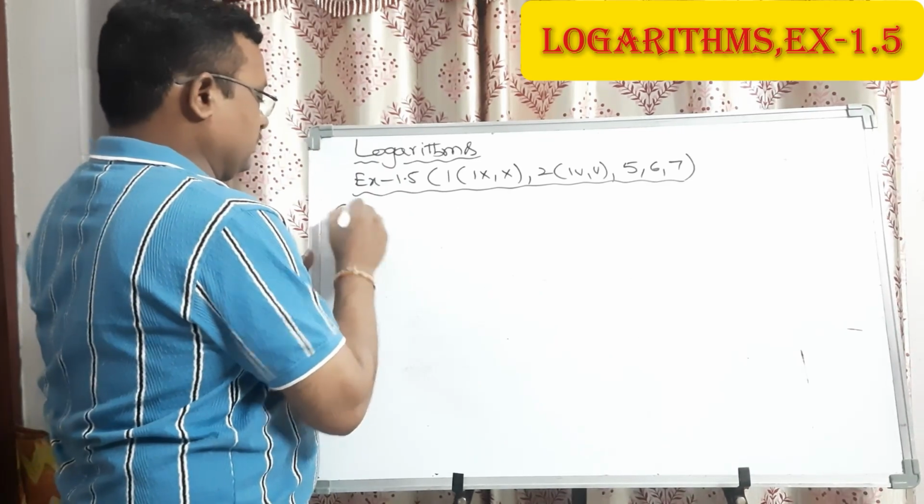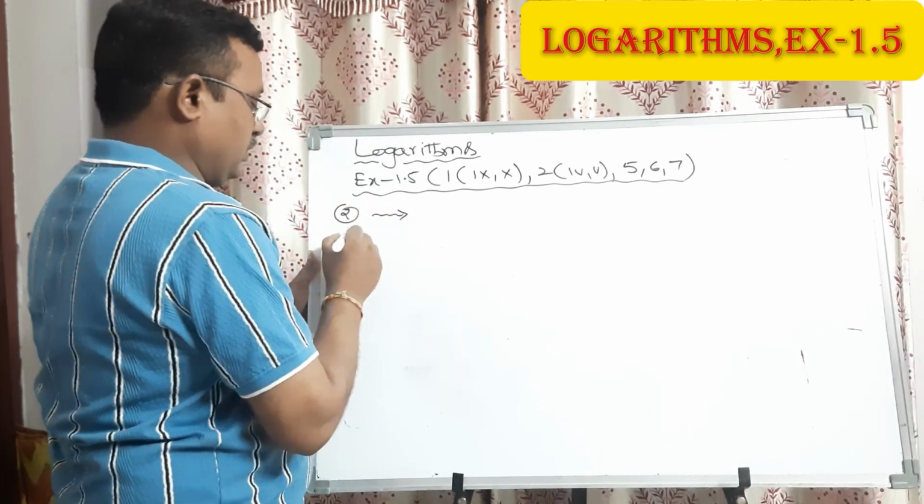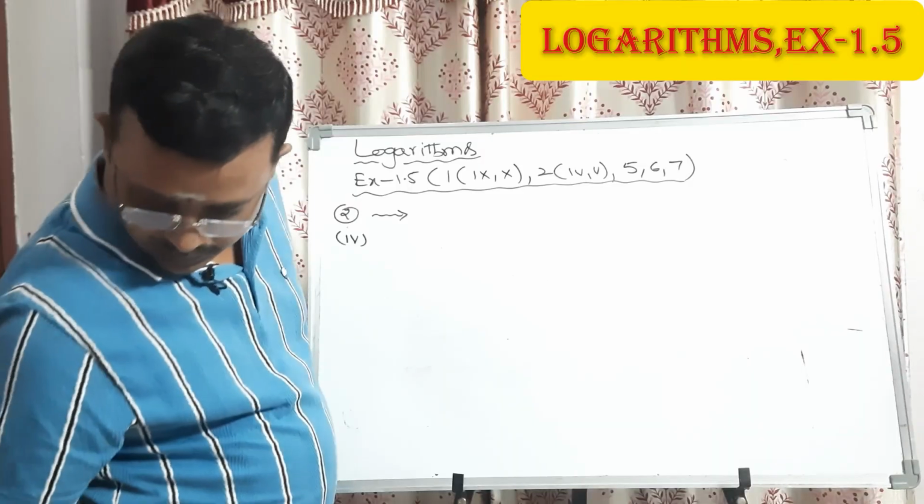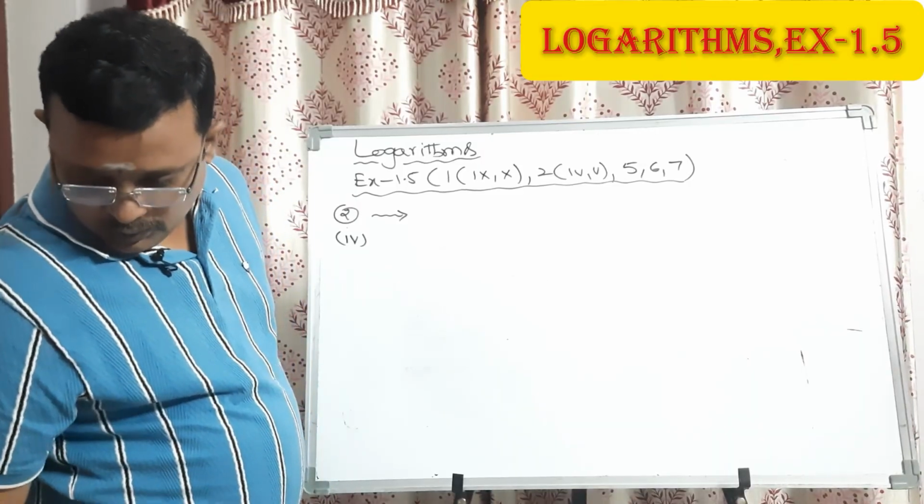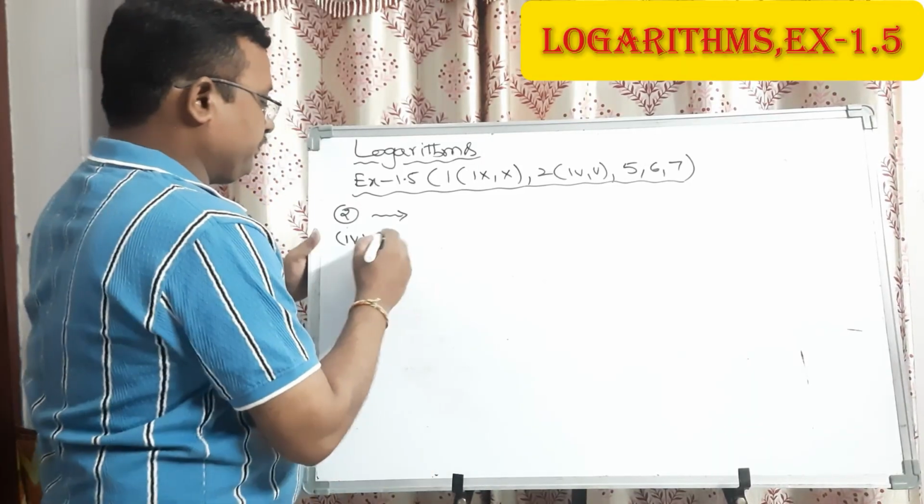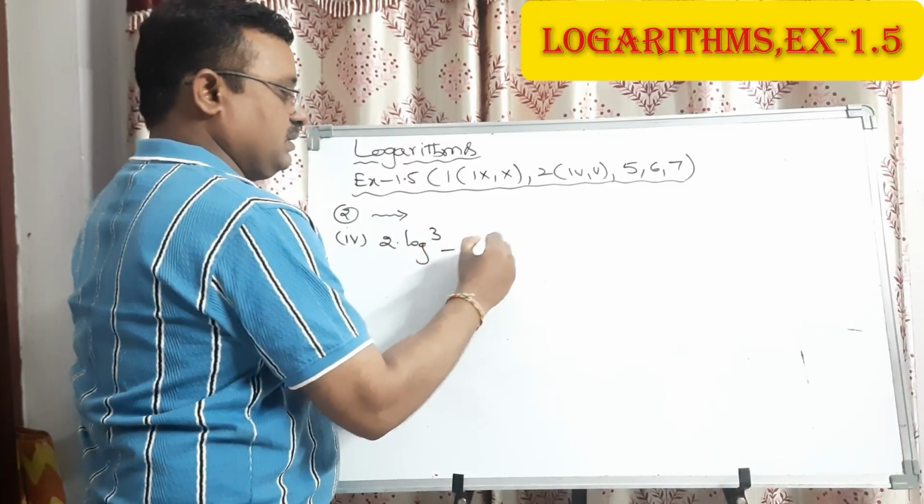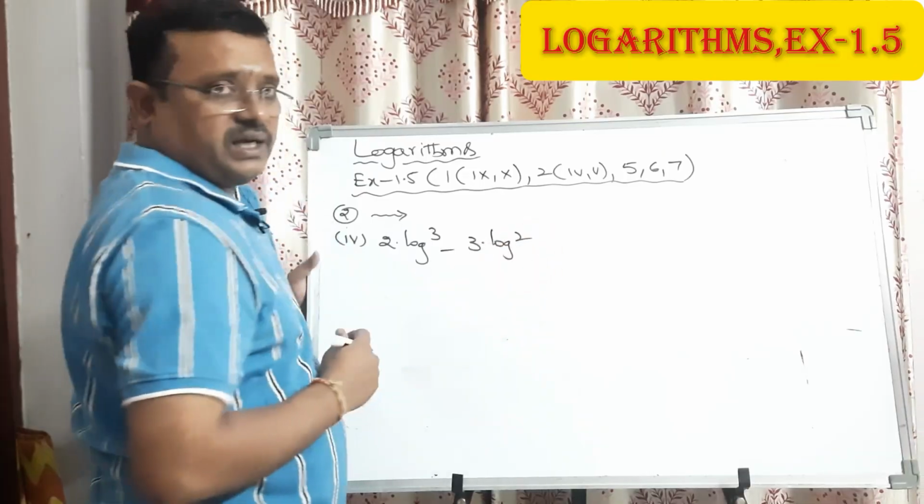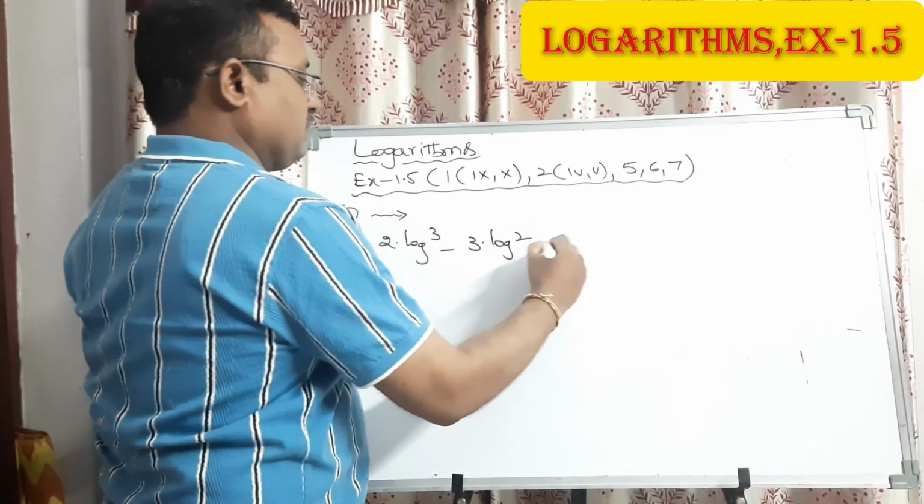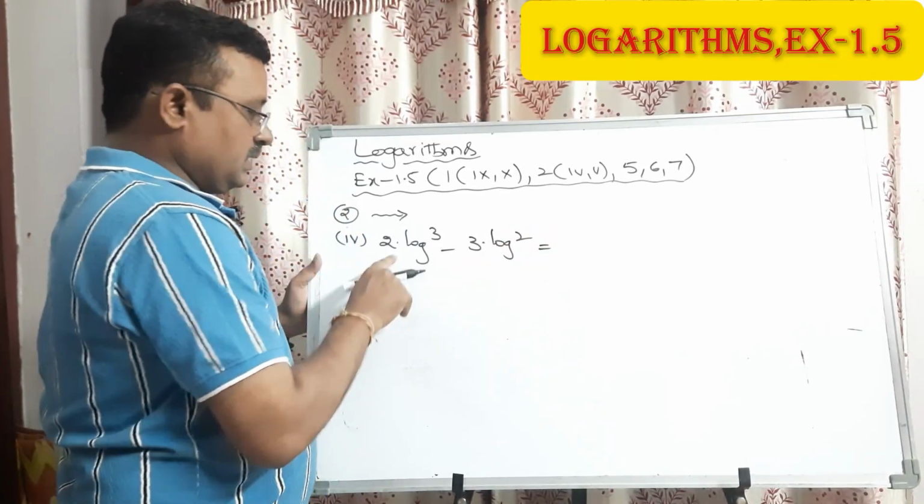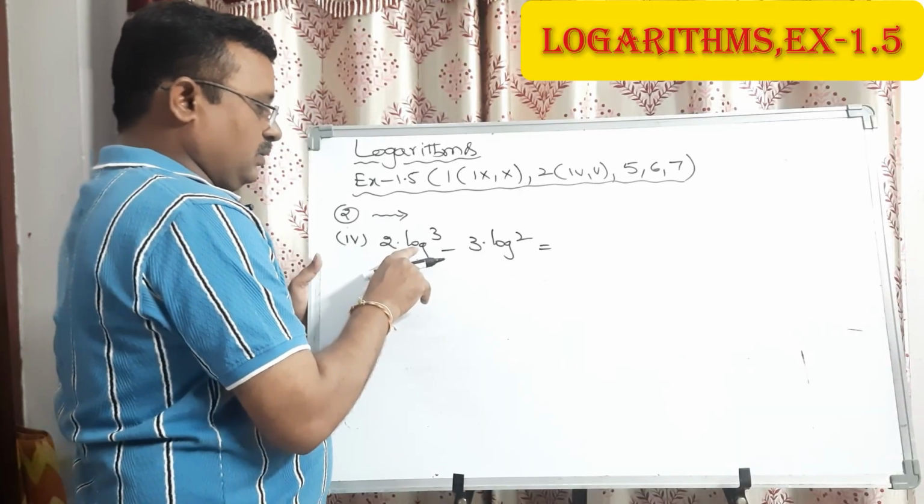Second question is that model. In this, the fourth one is given as 2 into log 3 minus 3 into log 2. Is that clear? So it is equal to what? Now it looks like m into log b.